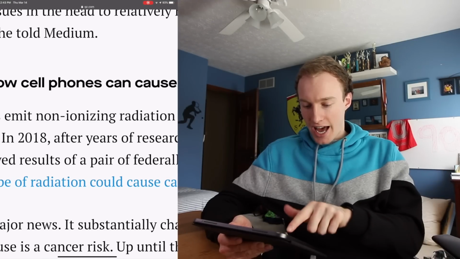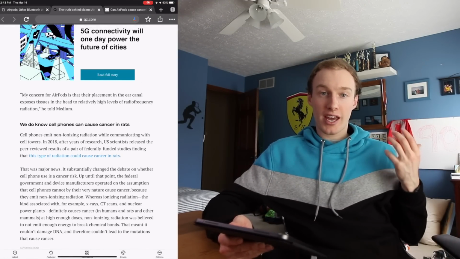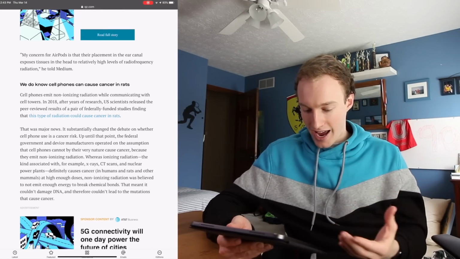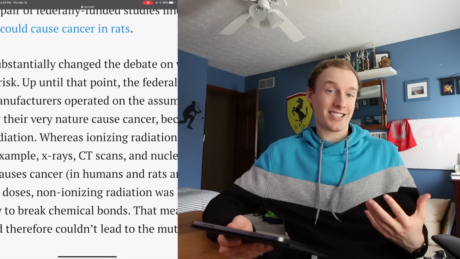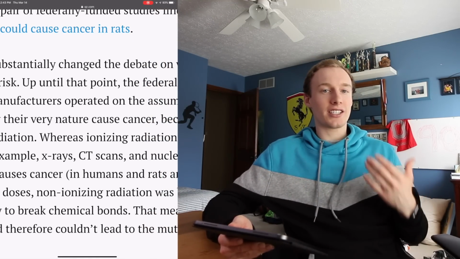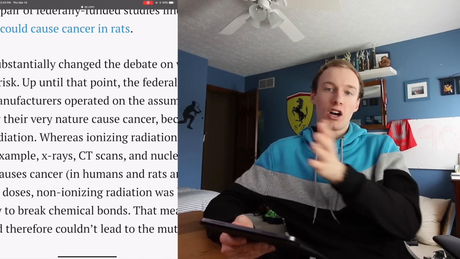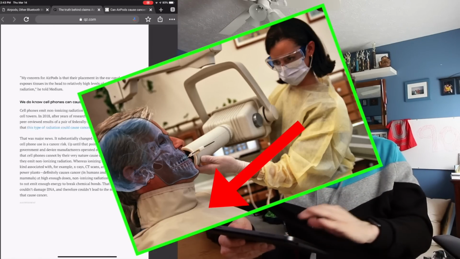basically explains how there are two types of radiation. There's non-ionizing radiation, which is what Bluetooth communicates with and what your cell phones use to communicate with the towers. And then there's ionizing radiation, which is X-rays, CT scans, that stuff. So basically, we know that ionizing radiation causes cancer. We've done studies, it's been looked at for a long time, and it does. So that's why you're protected when you go in for X-rays and stuff like that.